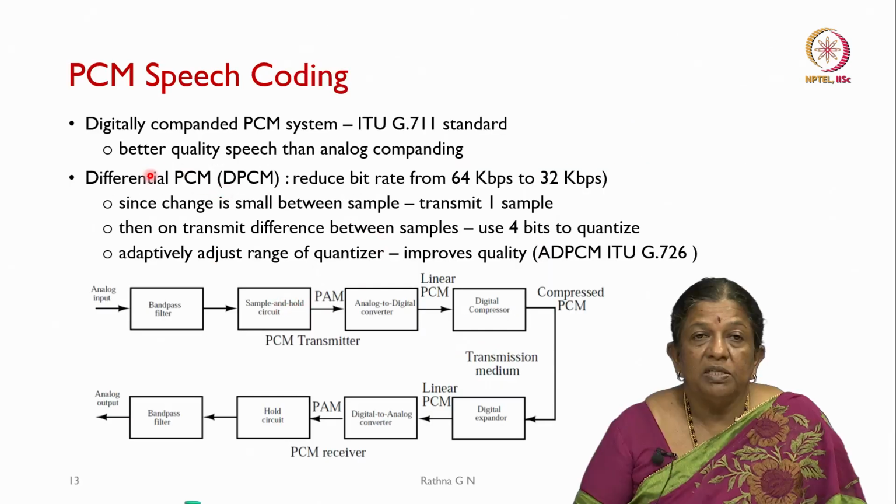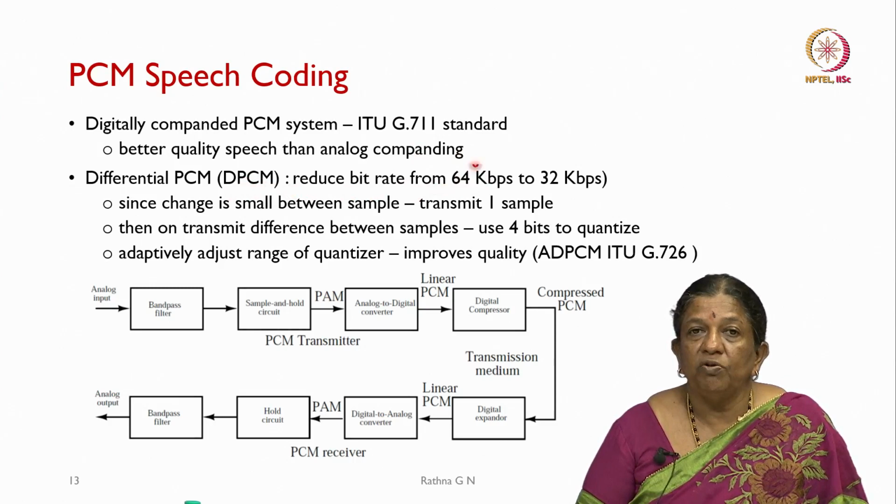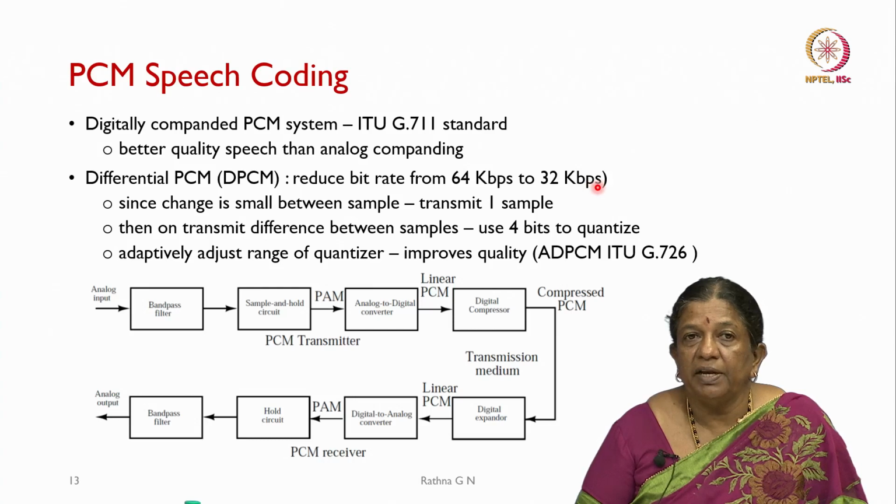So, now coming to pulse code modulation speech coding, this is a digitally companded PCM system. The ITU standard for this is G.711. It has better quality speech than analog companding as in the previous case. We will see how it works, and you can modify this PCM coding to differential PCM, which is known as DPCM, to reduce the bit rate from 64 kilobit per second, which was in PCM, to 32 kilobit per second.